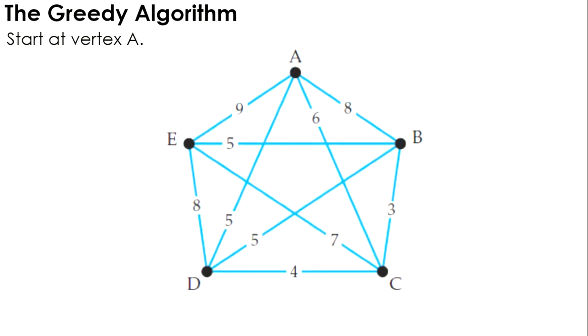Let's have another graph. Here you can pause the video, then try to identify the Hamiltonian circuit. You can use your pencil and paper to identify the Hamiltonian circuit using the greedy algorithm.